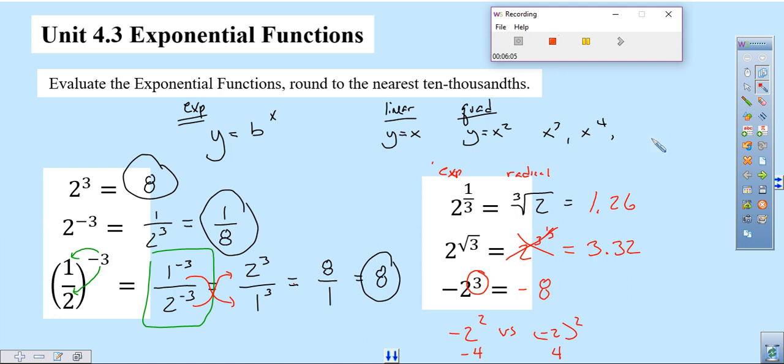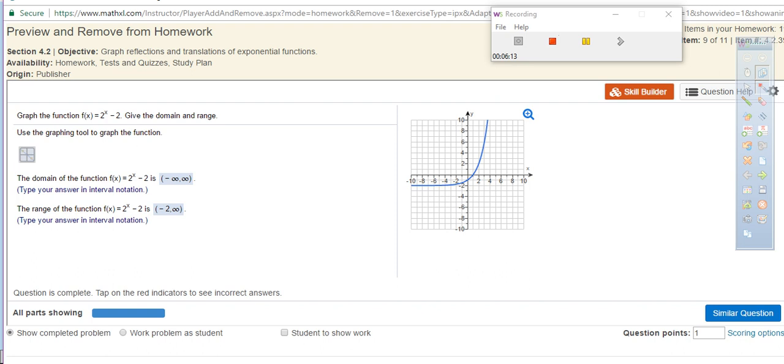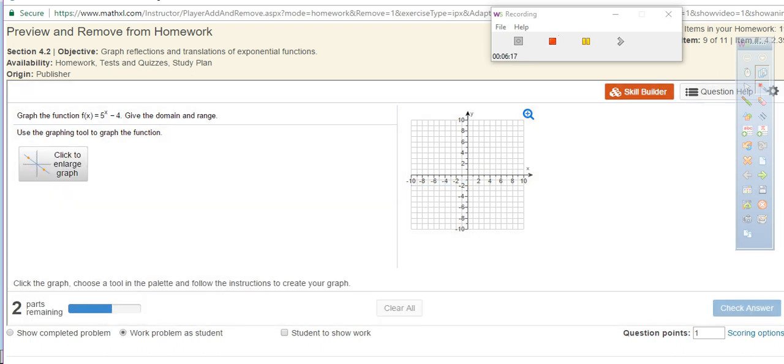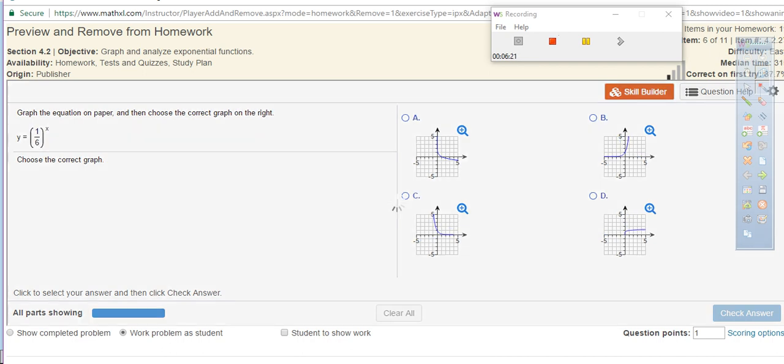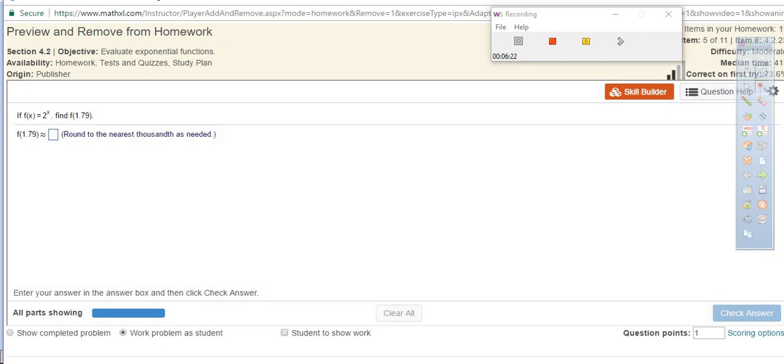I just want to remind you that in your homework, what's going to happen is, let me pull up a homework problem in the background here. Let's say work as a student. In the homework, what you're going to see is that they're going to give you a value to plug in, and you're just going to plug it in, and then they're going to tell you how to round it.